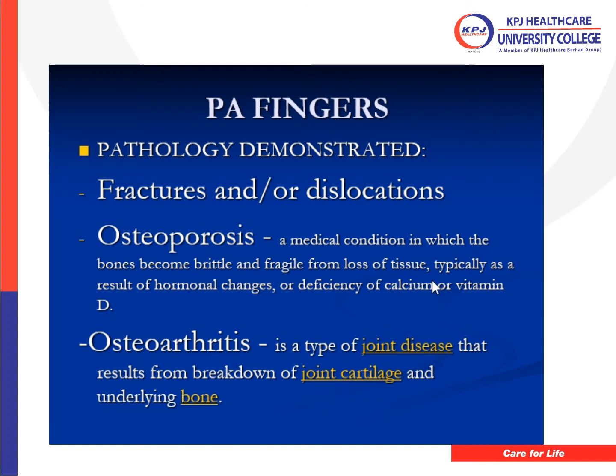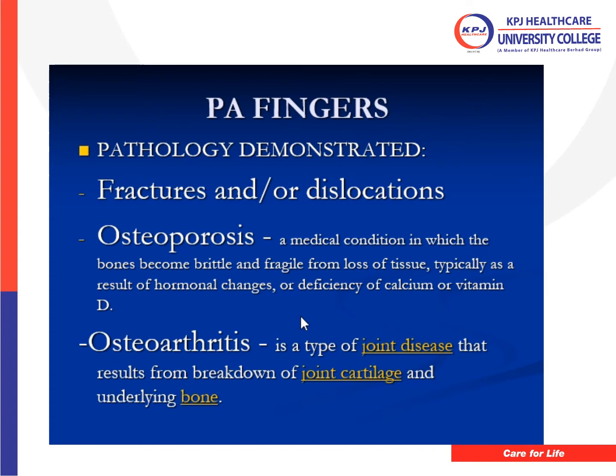And then osteoporosis, a medical condition in which the bones become brittle and fragile from loss of tissue, typically as a result of hormonal changes or deficiency of calcium or vitamin D. Whereas osteoarthritis is a kind of inflammation and it involves joint disease. So the keyword is joint disease. It results from breakdown of joint cartilage and the underlying bone itself. So you have to know what osteoporosis and osteoarthritis are.